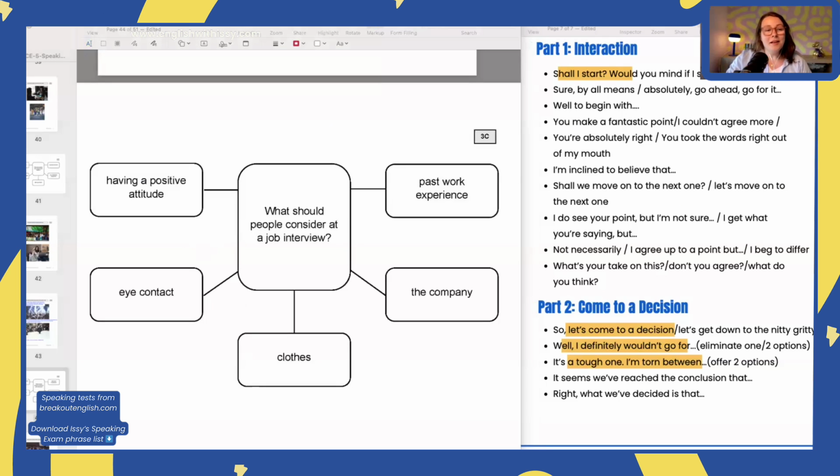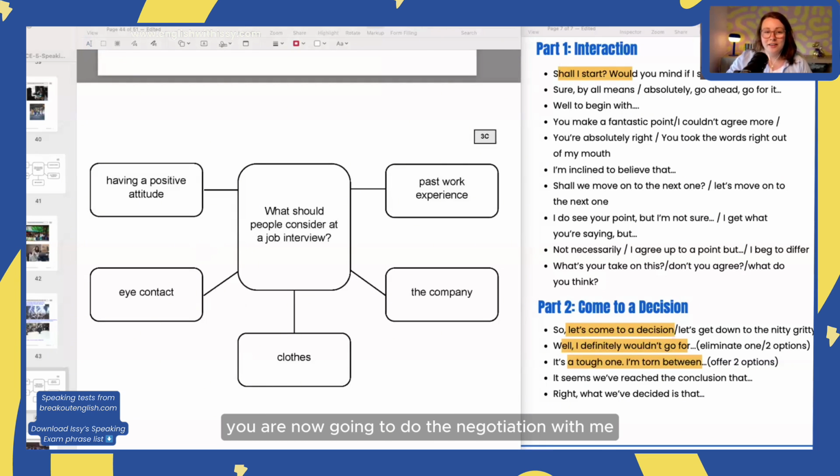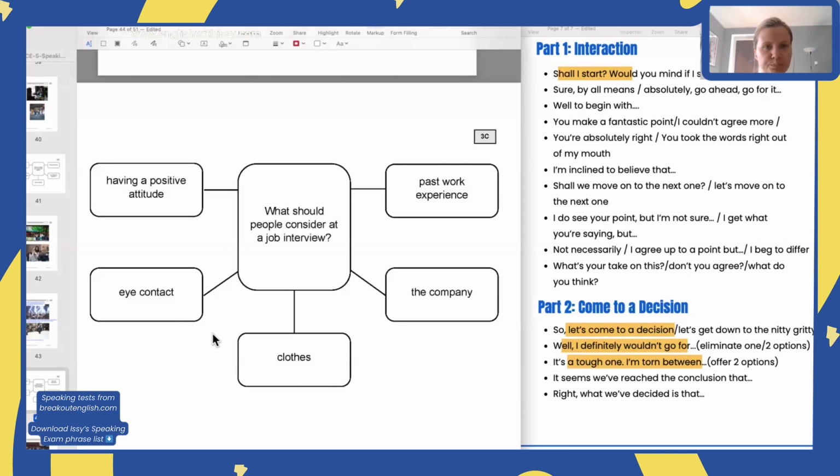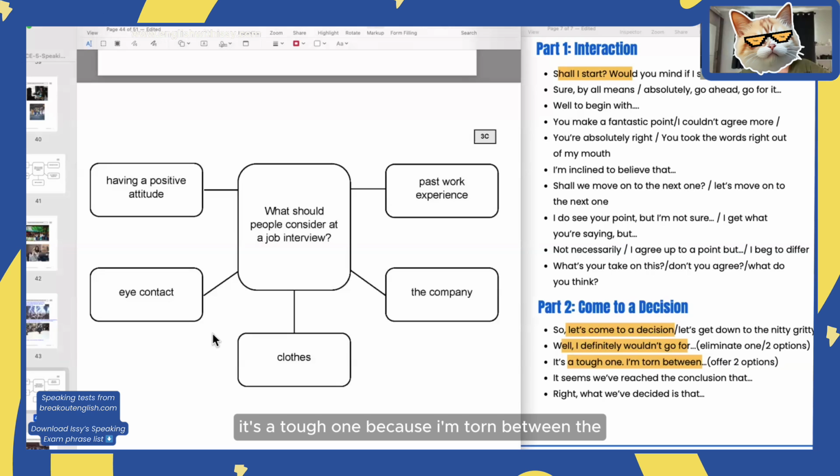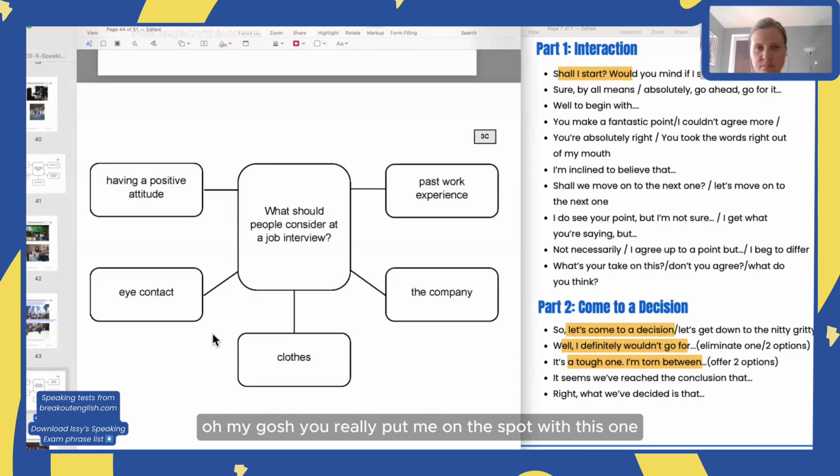Okay? Michaela, you are now going to do the negotiation with me to answer the question. The examiner would say thank you. Now you have about a minute to decide which is the most important thing to consider at a job interview. Shall I start? Yeah, go ahead. It's a tough one because I'm torn between having a positive attitude and past work experience. What do you think? Oh my gosh, you've really put me on the spot with this one.